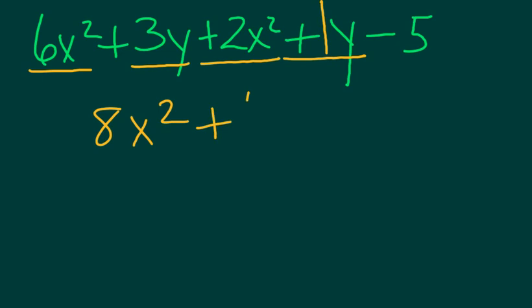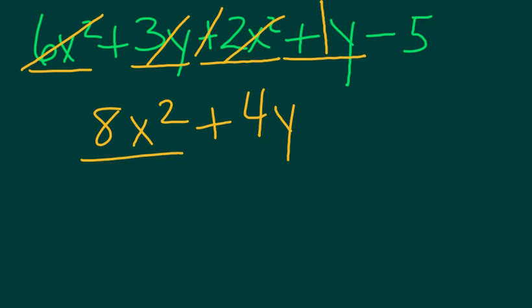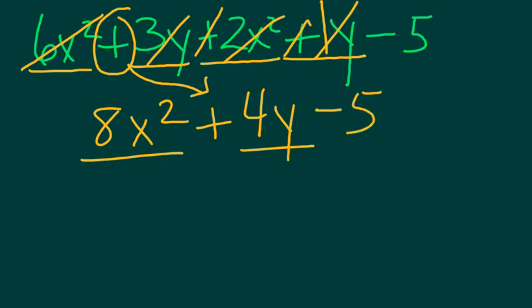So plus 4y. Now how did I know to put that plus sign there? Well, let me show you something. 6x squared and plus 2x squared got used up. That's what made 8x squared. And then 3y plus 1y got used up. That's what made 4y. So look what's hanging around up here. That plus sign gets to come down. And then I just have minus 5. It's not a like term to anything. So the answer, it's much more simple now, is 8x squared plus 4y minus 5.